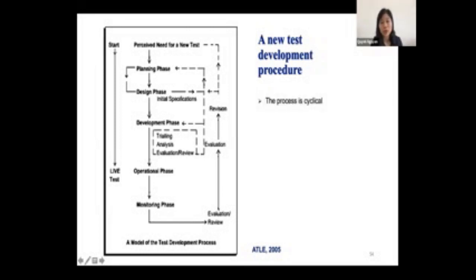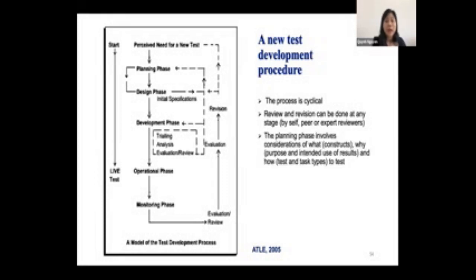In general, the process will be cyclical. In other words, at any phase here, you can actually come back to an earlier phase and refine your work. And of course, for the whole procedure, review and revision can be done at any stage, either by self or by peer, or especially by expert reviewers.